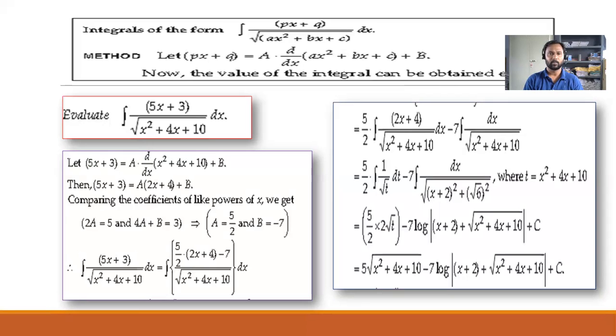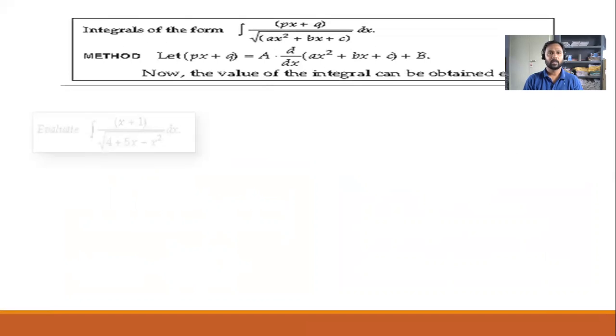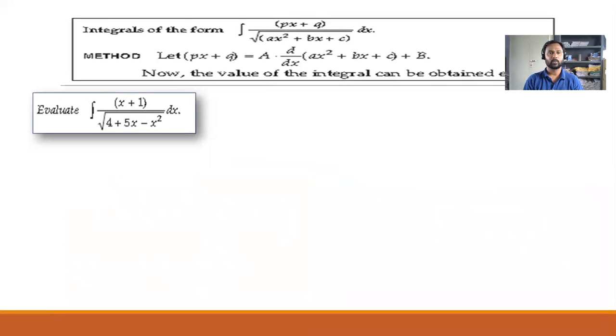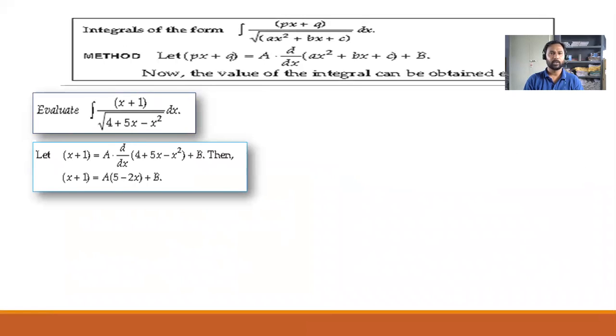Let us see some more examples. So once again, the theory, and this integral x plus 1 dx divided by root of 4 plus 5x minus x square. In the same way we express x plus 1 as A into the derivative of 4 plus 5x minus x square plus b. Then x plus 1 is equal to A into 5 minus 2x plus b.